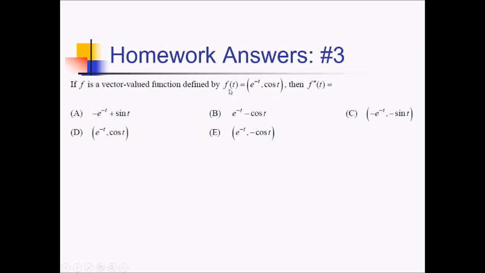f prime of t is going to be negative e to the -t, comma, negative sine of t. And now for f double prime of t, we just have to take the derivative of each of these individually. So this becomes positive e to the -t again. And now this is going to be negative cosine of t. And that is going to match, let's see here, answer choice E.